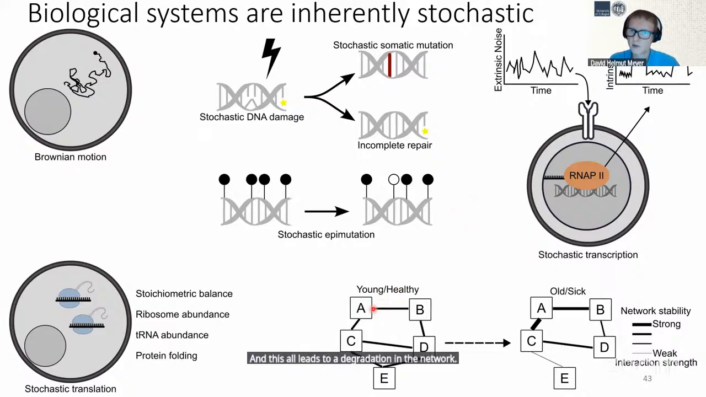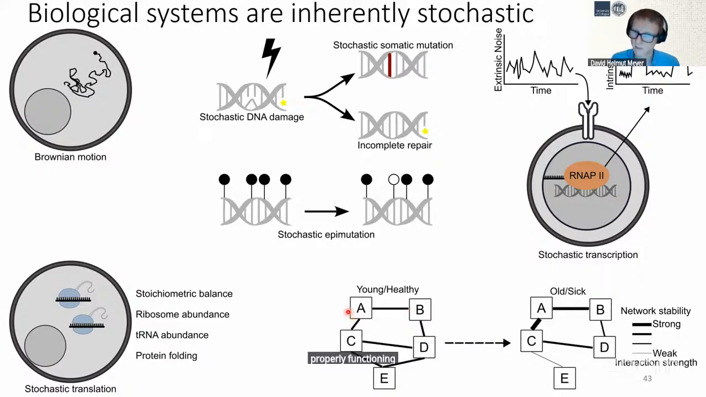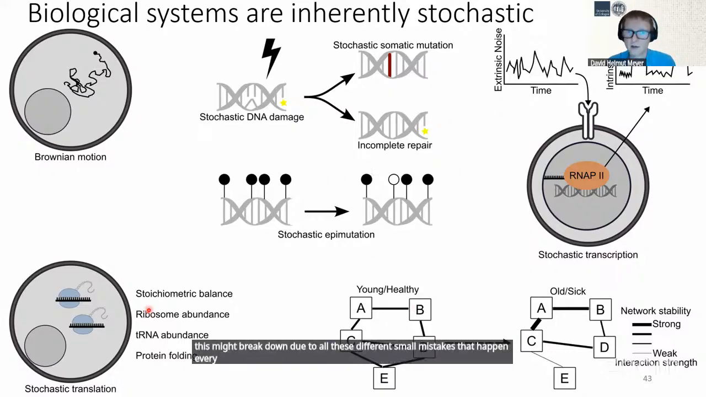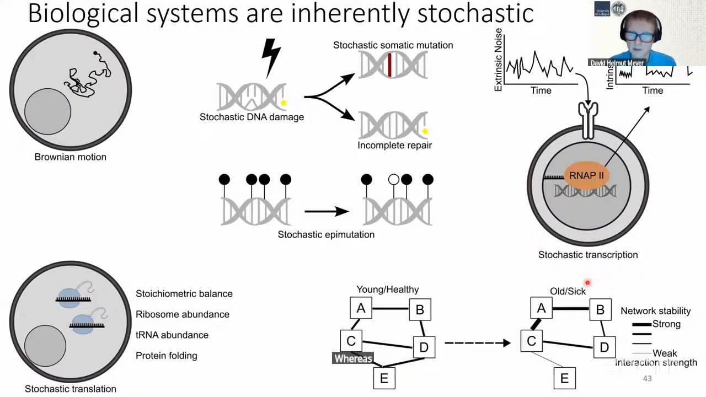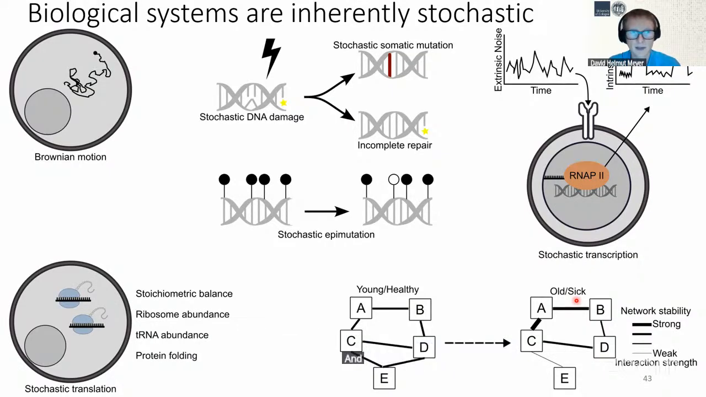So in young and healthy individuals, you have a gene regulatory network that is properly functioning. Gene A is properly influencing gene B, for example. But now with age or disease, this might break down due to all these different small mistakes that happen every day in your cells. Some connections might get weaker, some might get stronger, whereas others might be completely lost. So this is essentially a spiral that gets worse and worse, because with weakening network stability, of course, your maintenance is also behaving worse, and you might accumulate even more mistakes even faster.